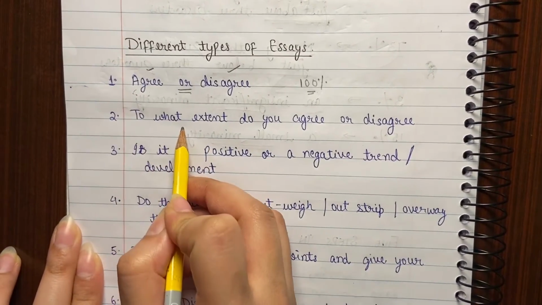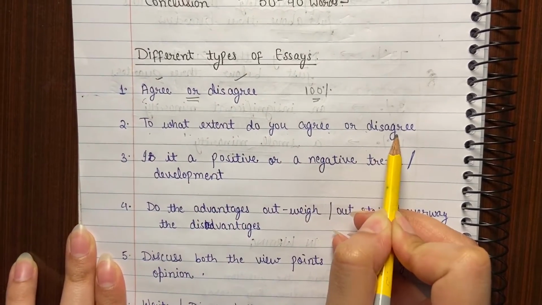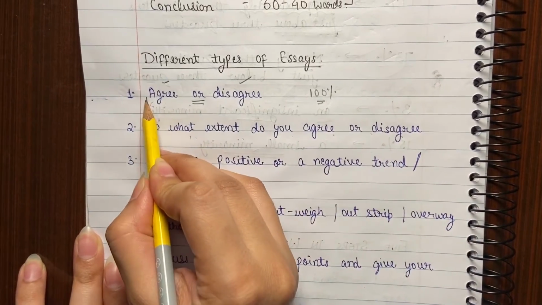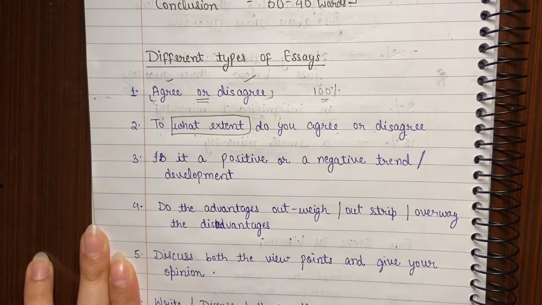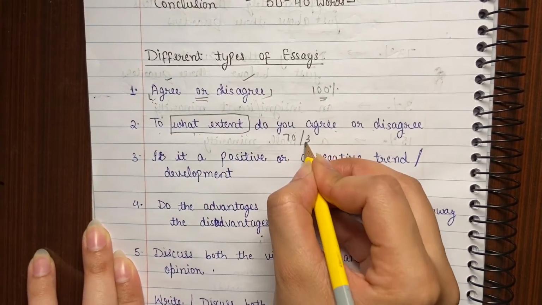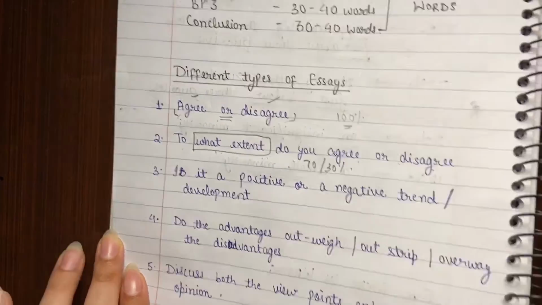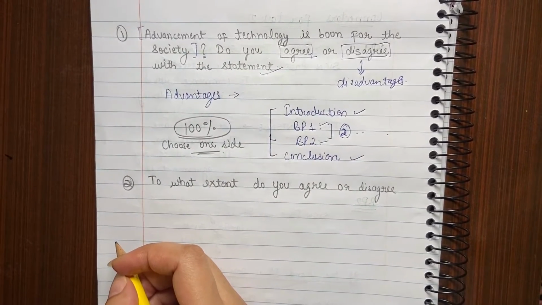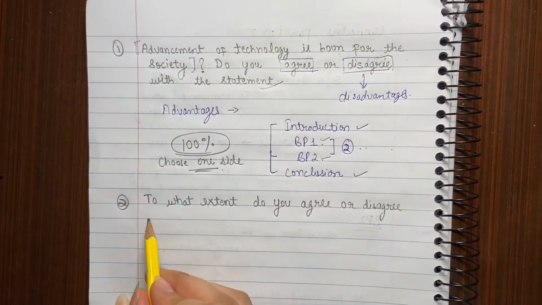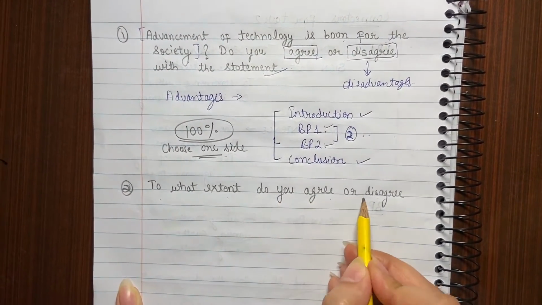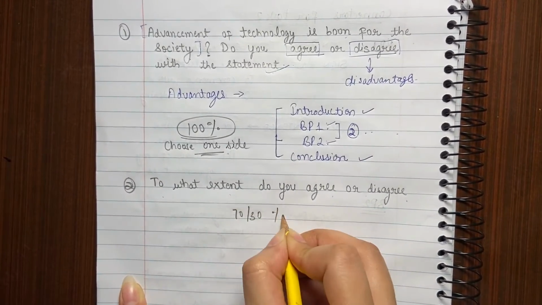The next type of essay you will get to write is, to what extent do you agree or disagree? Yes, you can say here we got the same, but you have to focus on this: to what extent. This is the 70 and 30% essay. How is it a 70 and 30% essay? For example, if the same statement is given to you, advancement of technology is a boon for the society, to what extent do you agree or disagree? So, as I have said, this is a 70 and 30% essay.